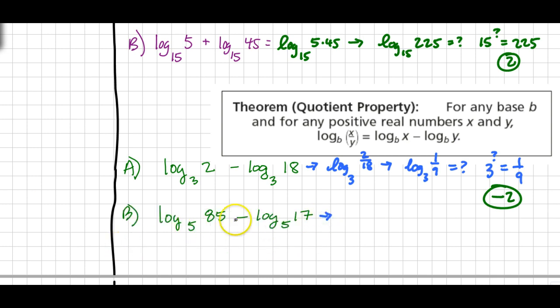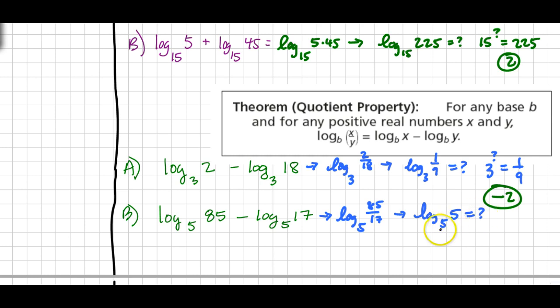Since I see that I've got two logs with the same base that I'm subtracting, I'm going to turn that into log with the same base, and I'm going to turn it into division. So I'm going to do 85 divided by 17. Now hopefully those numbers will work out nicely for me, and they do. They turn into a 5. So I'm really doing log base 5 of 5, and hopefully students know, even without writing that in exponential form, what the answer is going to be.